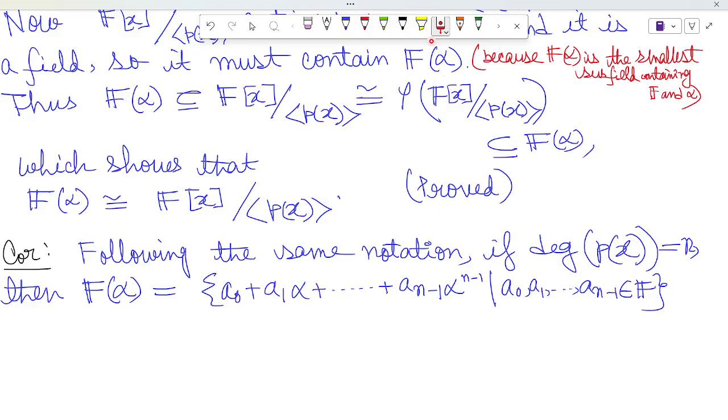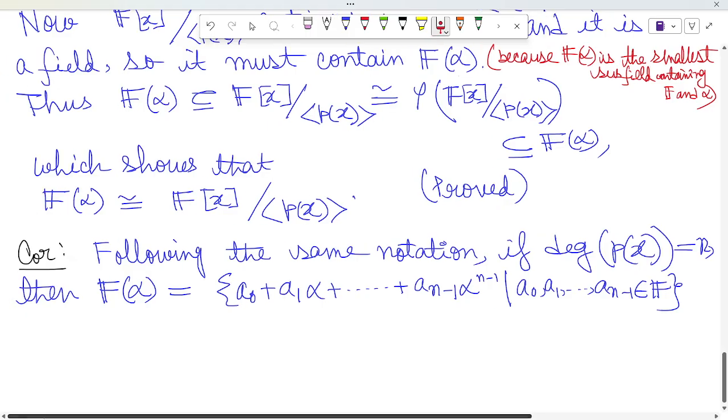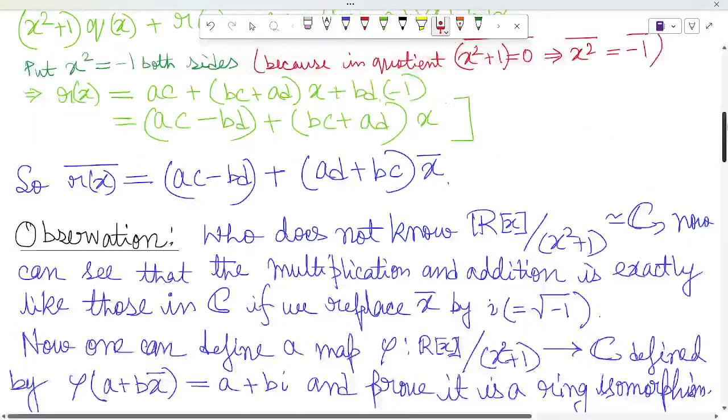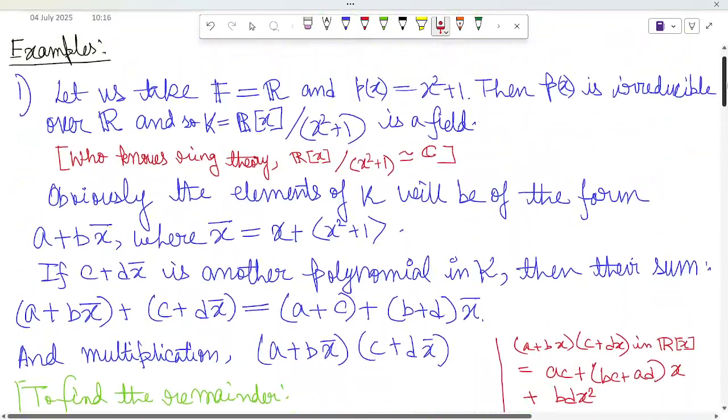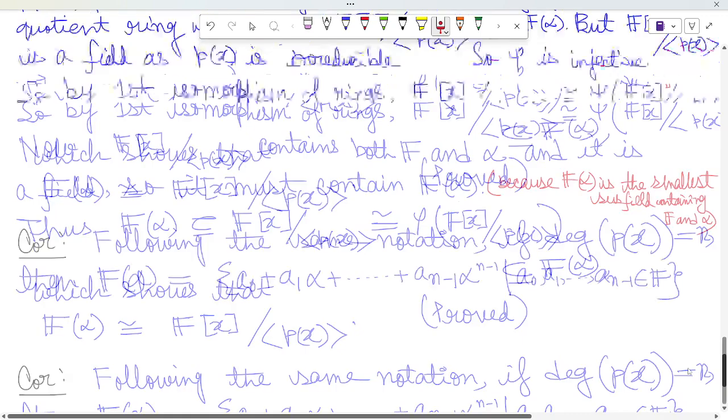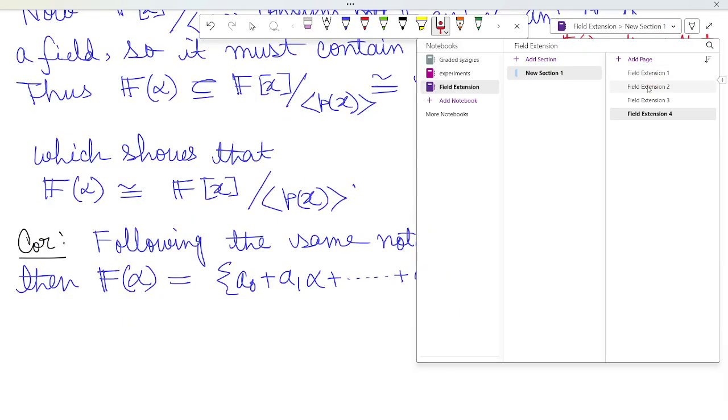Understand why this is true? Because let me see whether we did it in the previous class. It was in the previous class.